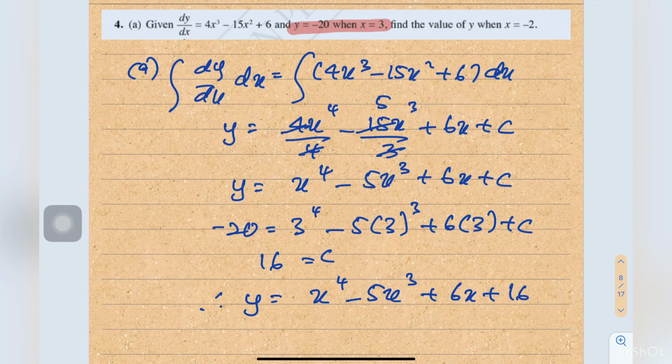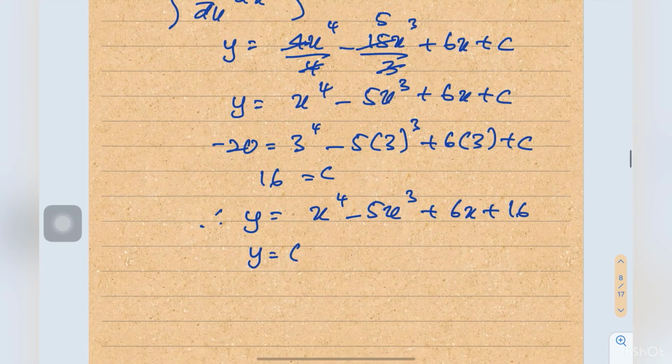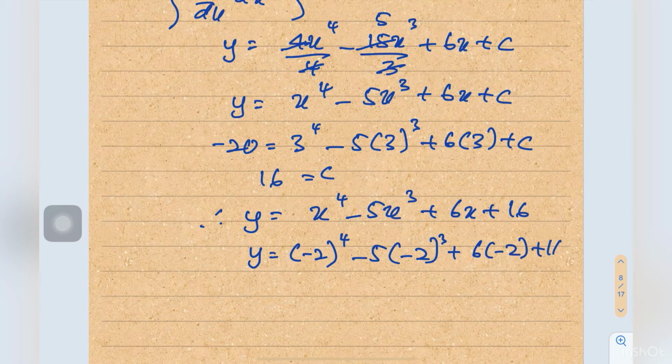Okay, so then you need to find the value of y when x equals negative 2. So you just substitute. y equals negative 2 to the power of 4 minus 5 times negative 2 cubed plus 6 times negative 2 plus 16. This one is 60.